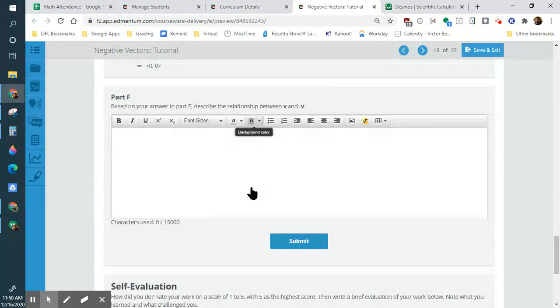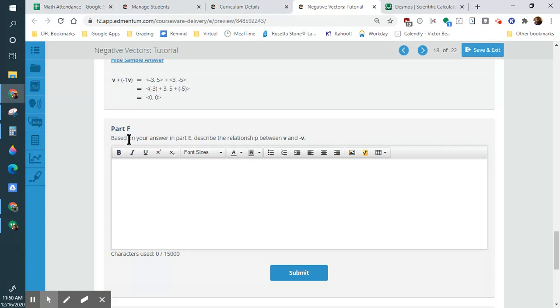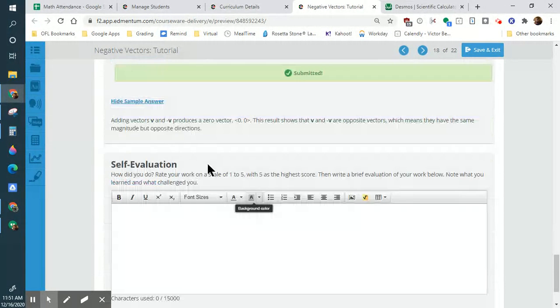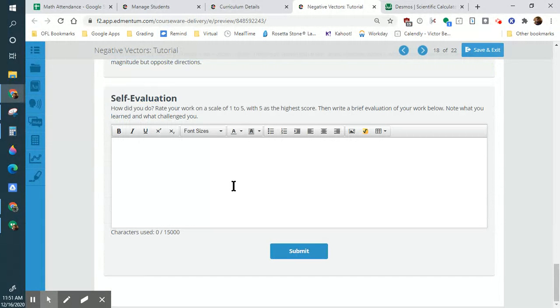All right, so last one. Based on your answer in part E, what is the relationship between them? They are in opposite directions. They even use the word opposite directions. Cool. All right, moving on.